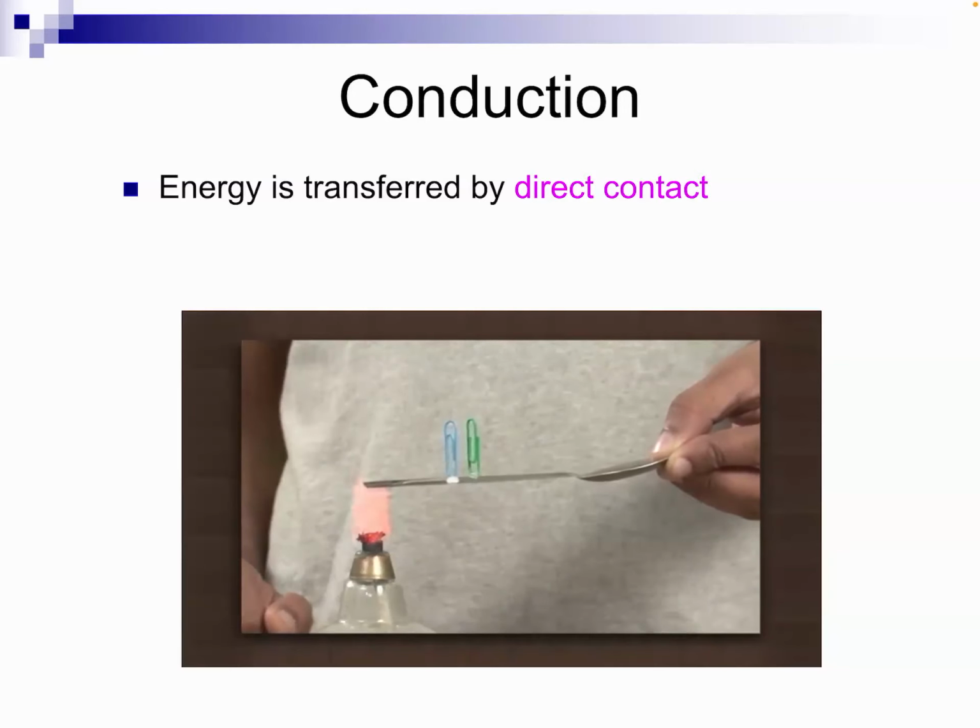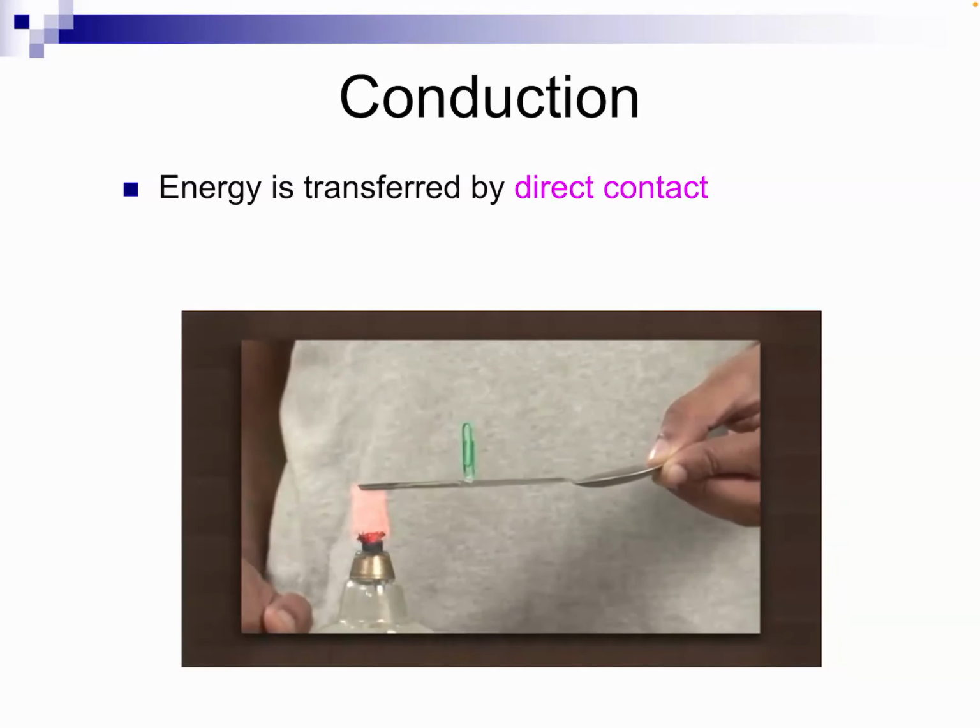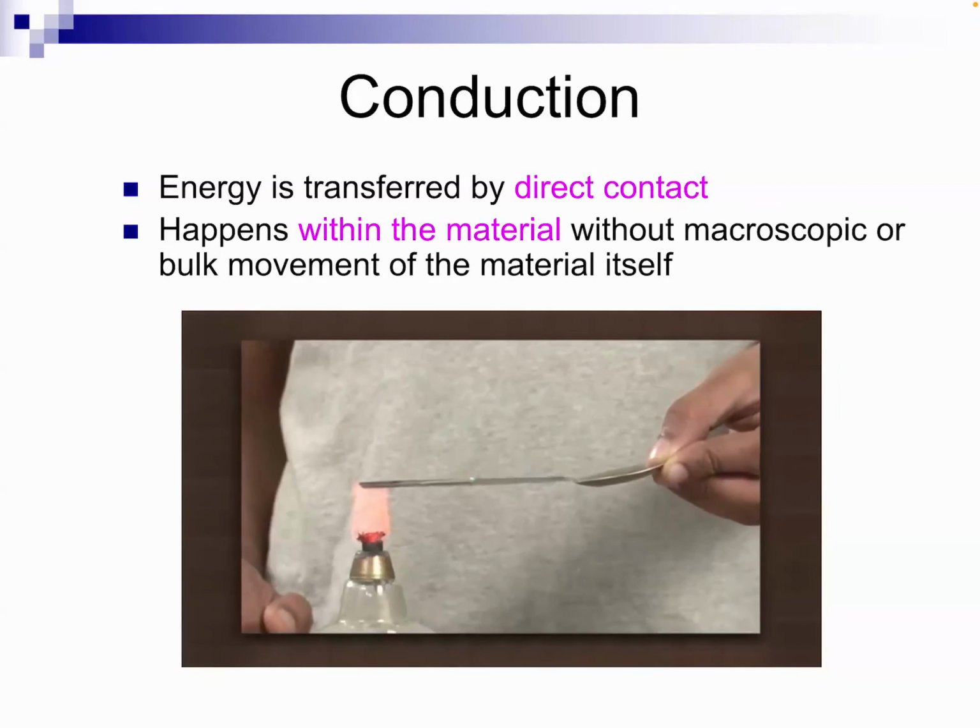We cannot really observe macroscopically how heat is transferred from this end of the spoon to the other end. We need to look at what's happening microscopically to understand heat transfer by conduction. But the heat is transferred within the material itself. There is no movement involved.